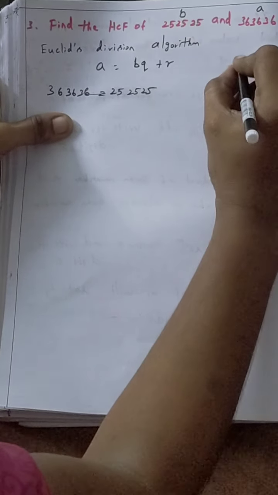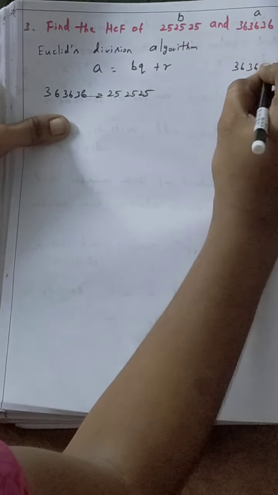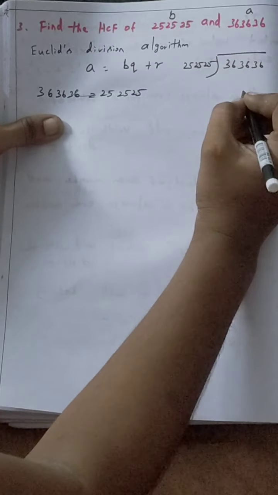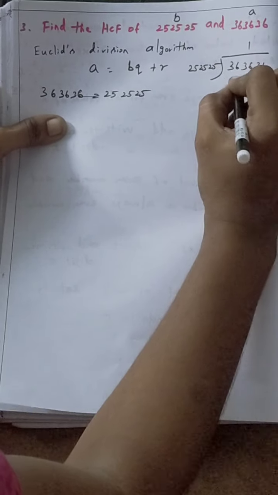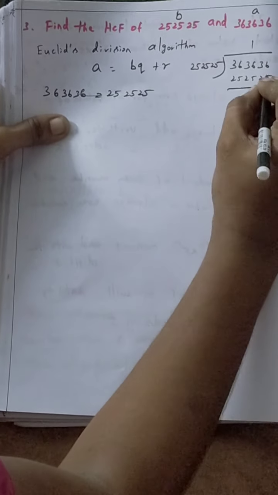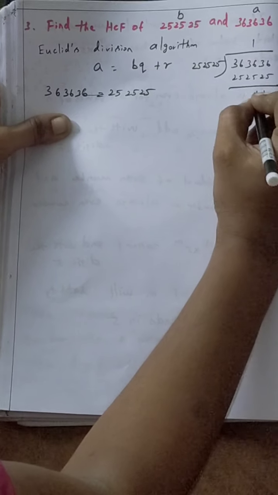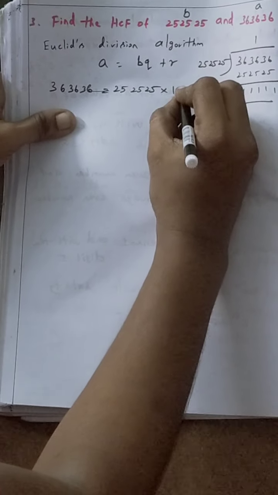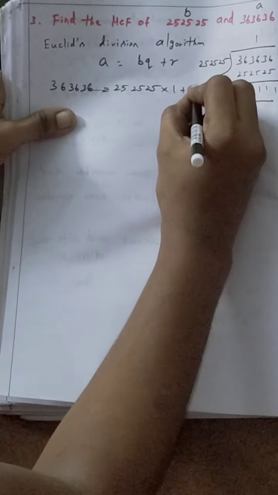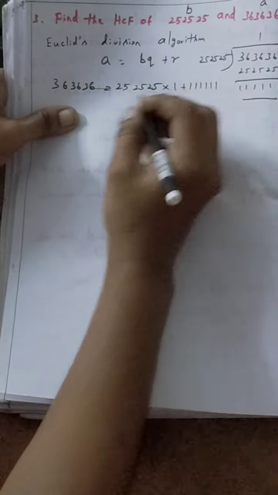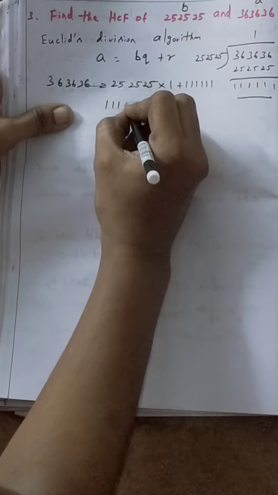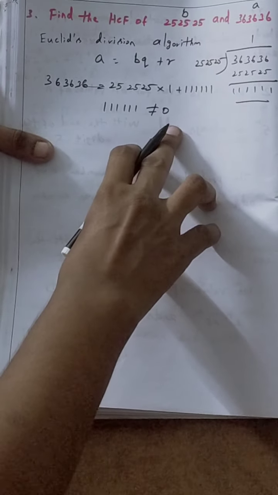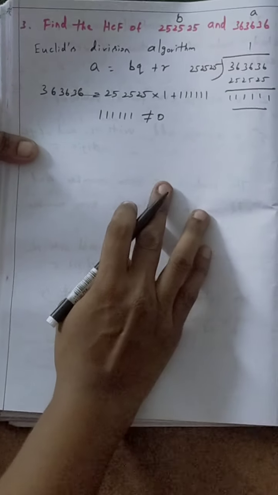So divide 363636 by 252525. How many times? Only one time. Subtracting 252525, the remainder is 111111. The quotient is 1, and the remainder 111111 is not equal to 0. If the remainder is 0 at a step, the divisor of that step is the HCF.